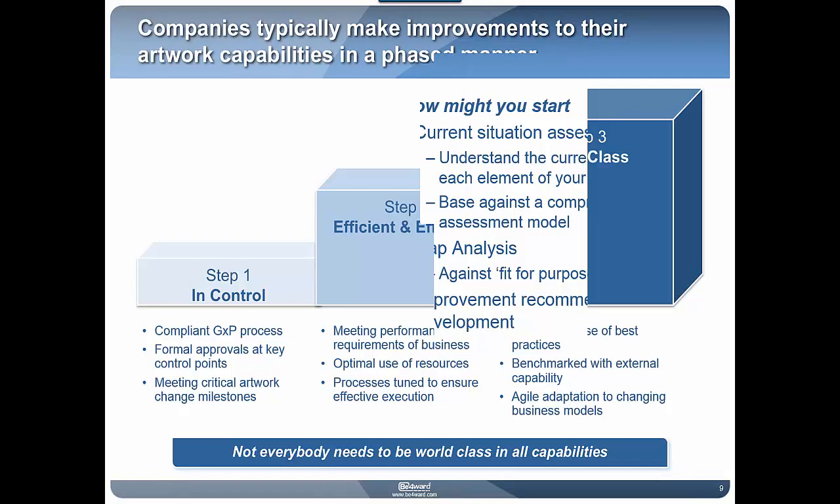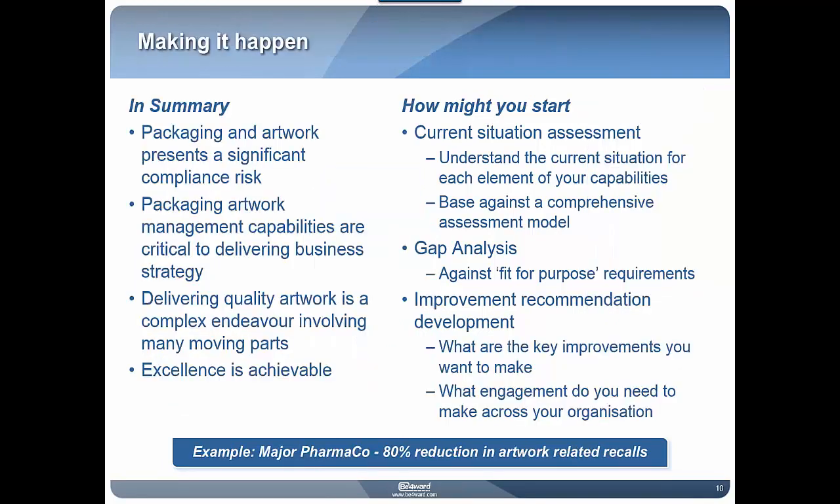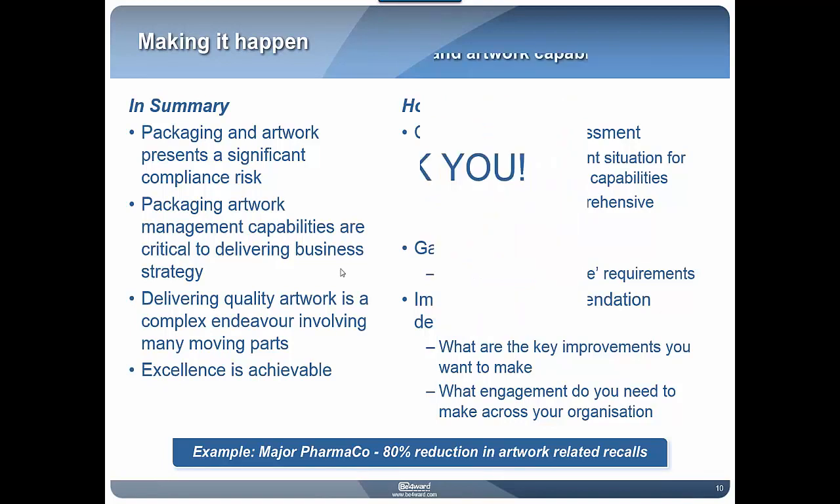So finally, and to close out this part of the presentation, we still see that packaging and artwork is a significant compliance risk. There are capabilities out there that can resolve that, and many companies have gone through that journey. And it's important to be going through that journey because the expectation of the regulators is moving all the time as they watch companies get their labeling and artwork under control.